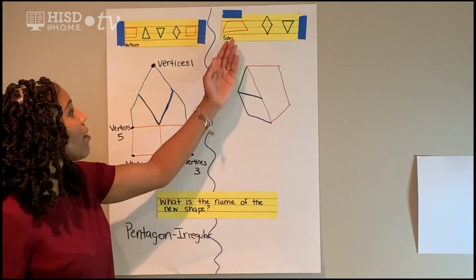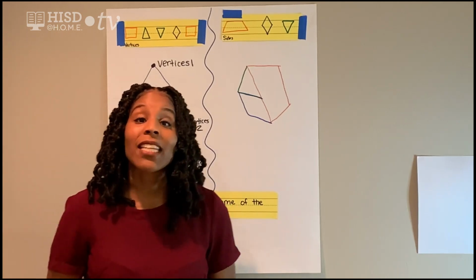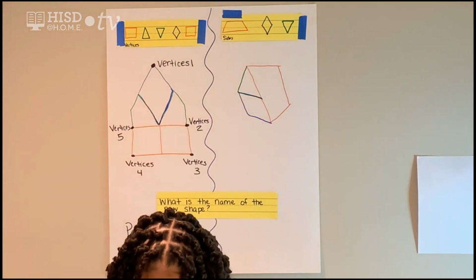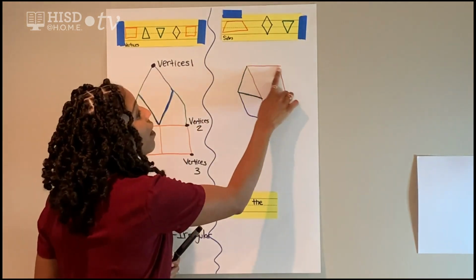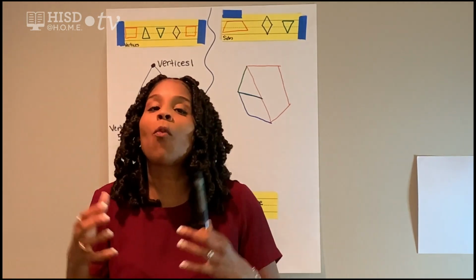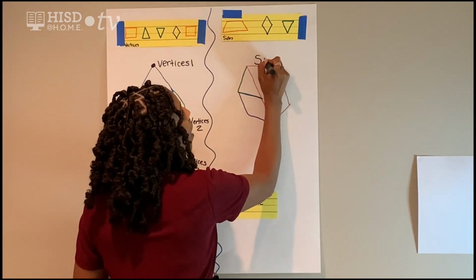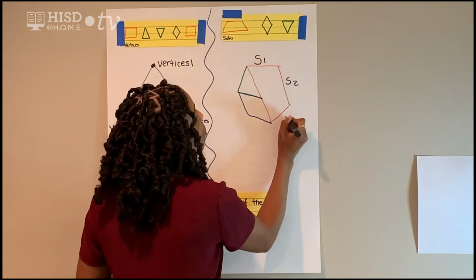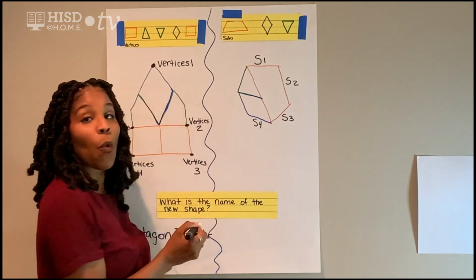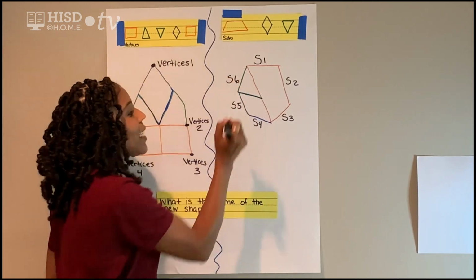So now, instead of focusing on vertices, I want to focus on identifying my sides. Remember those sides. We discussed what those were earlier, and we even labeled them. So now we're going to label these sides. Sides are those lines where the vertices meet. So you see our vertices and the sides, they all work together. So I have my side, and I'm going to put an S for side. Side 1, side 2, side 3, side 4, side 5, and side 6.